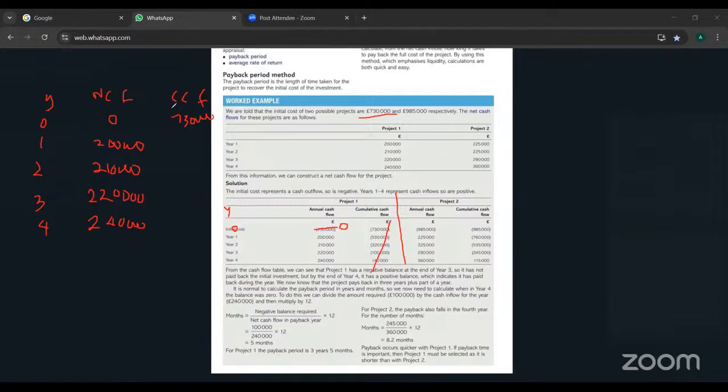So now cumulative cash flow for year 1. How will you all do that? You all have to put this 730,000 in brackets because it's a minus value, because it's the cost of the project. So for year 1, minus 730,000 plus 200,000. So minus 730 plus 200,000 will give minus 530,000.